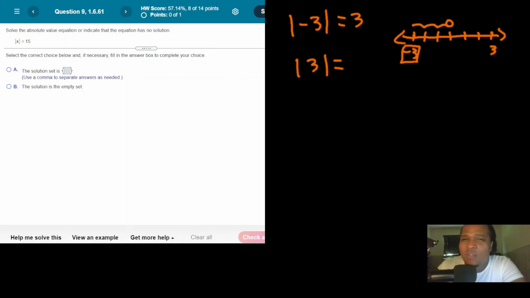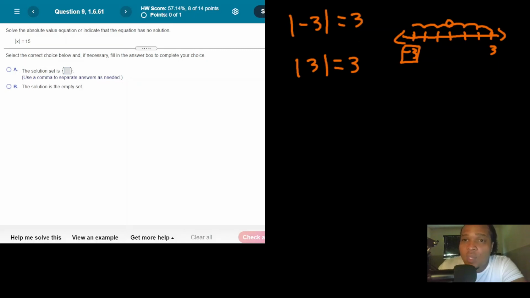What's the absolute value of +3? Once again, in other words, how many spaces is 3? What is the distance, how much distance is 3 away from 0? So let's backtrack: 1, 2, 3. So the absolute value of +3 is also 3.